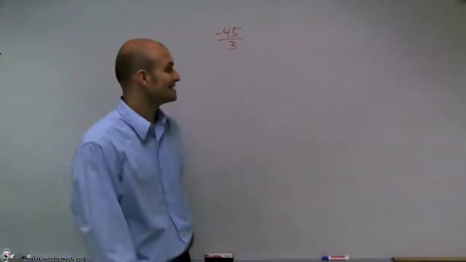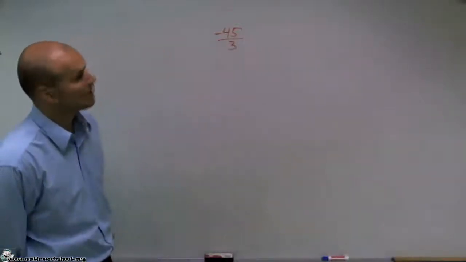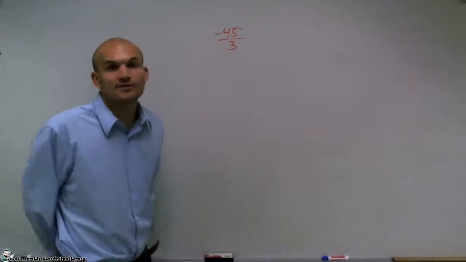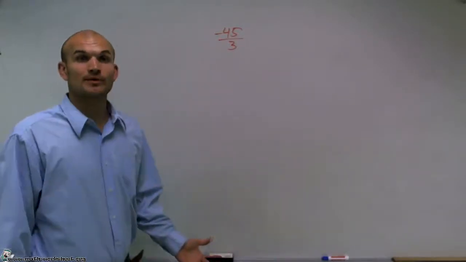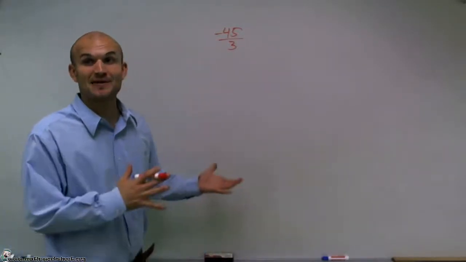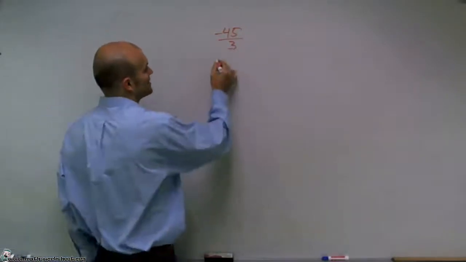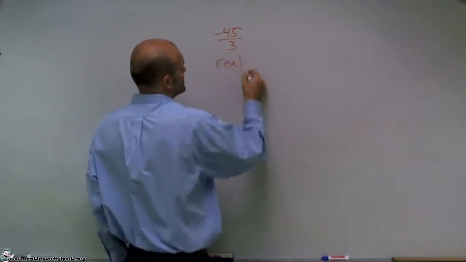Okay, welcome. What I'd like to do is show you how to classify negative 45 divided by 3. So the first thing we're going to do is classify it as a real number. It's something we can see, obviously. It's not imaginary. So we're only really dealing with real numbers right now. So it is a real number.